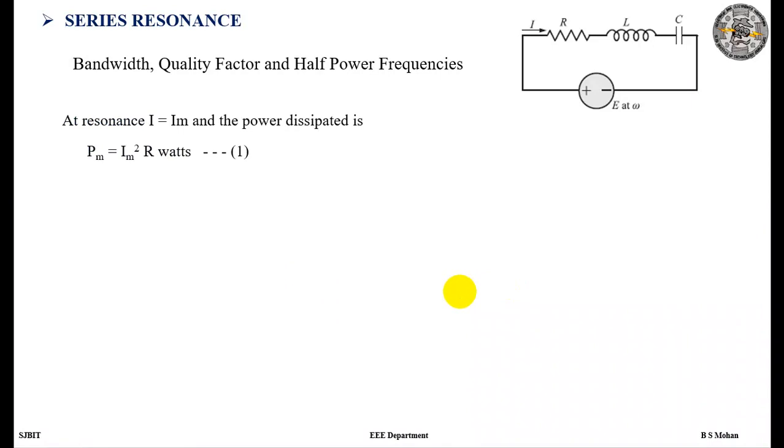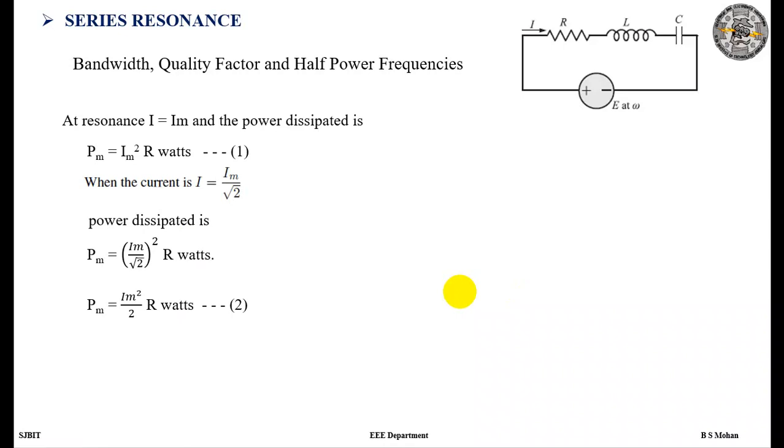That is I max square into R watts. So when the current I is equal to Im by root 2, taking the RMS value of current, the power dissipated, substituting the value of I as Im by root 2, that is the RMS value, becomes Im square into R divided by 2. You can see it is half of the maximum power.